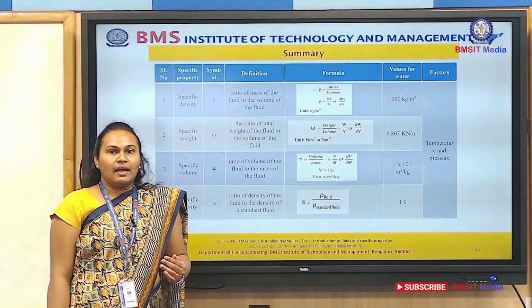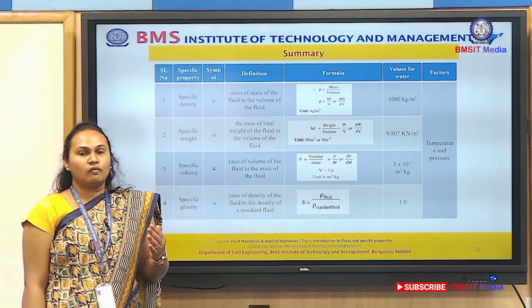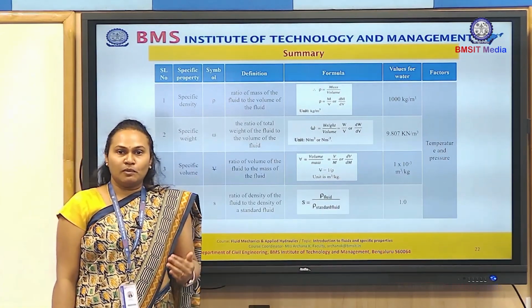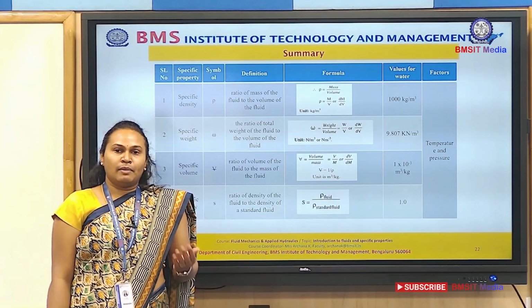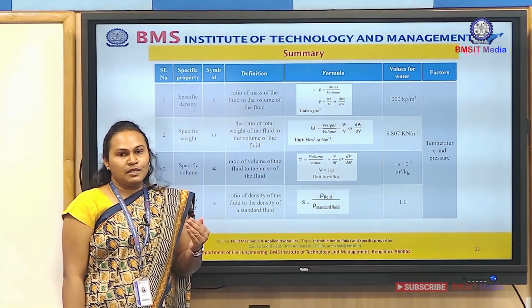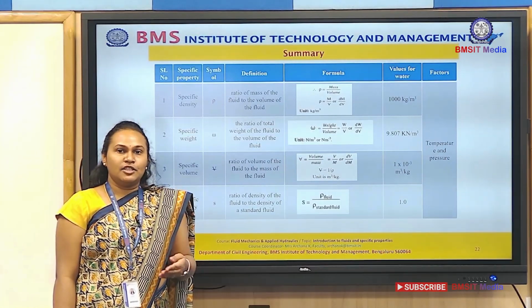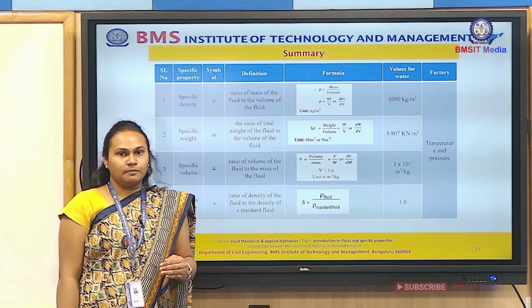per meter cube. And we have the second property, that is specific weight, which is a ratio of total weight of the fluid to the volume of the fluid, and it is given by the unit Newton per meter cube. And then we have the specific volume, which is the inverse of specific density, that is, a ratio of volume to the mass of the fluid.